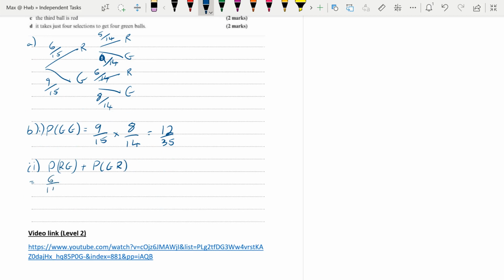6 over 15 times 9 over 14 for the first one. And the second one's going to be 9 over 15 times 6 over 14. And again, I'm just going to type all that in my calculator. Okay, it gives me 18 over 35 as a final answer.